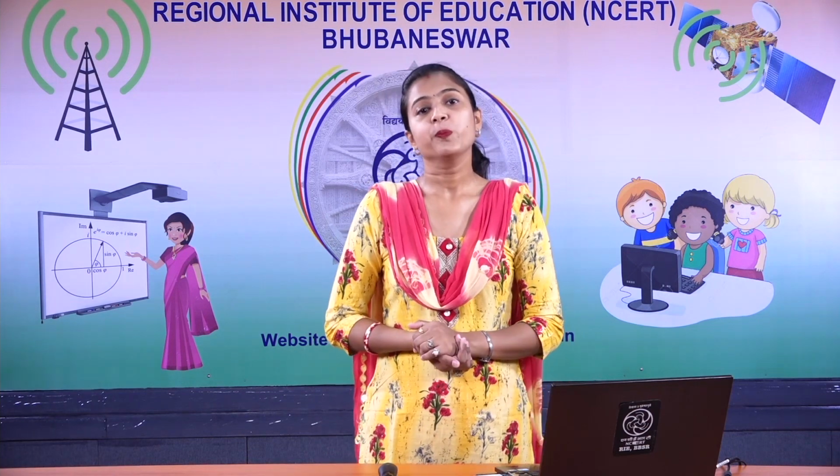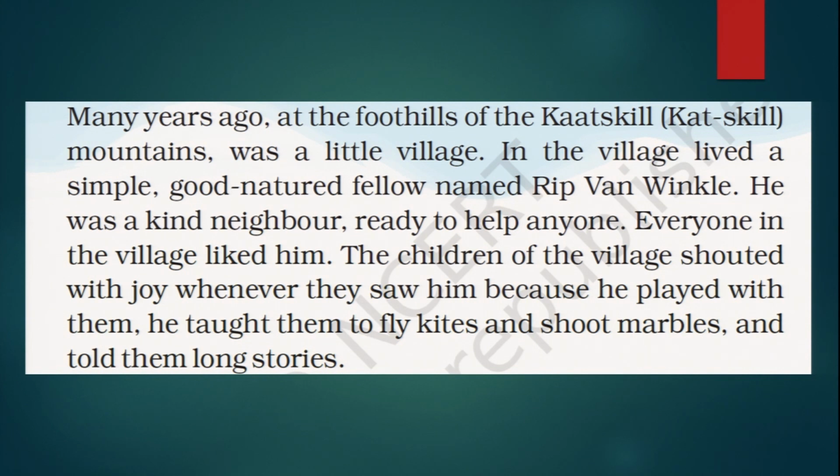Many years ago, at the foothills of the Catskill Mountains, was a little village. In the village lived a simple, good-natured fellow named Rip Van Winkle. He was a kind neighbor, ready to help anyone. Everyone in the village liked him. The children of the village shouted with joy whenever they saw him, because he played with them. He taught them to fly kites and shoot marbles and told them long stories.